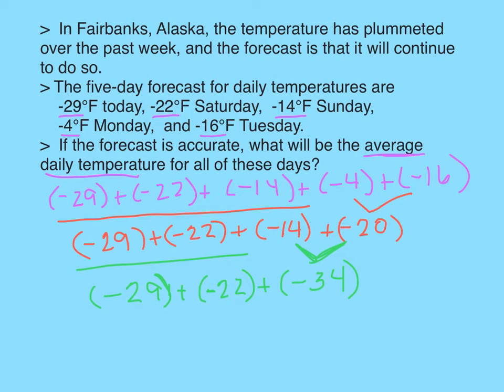And really there's nothing that stands out to me here, so I'm just going to go now in order from left to right. But negative 29 plus negative 22. So 29 plus 22, because I'm going to be using those absolute values. Well, 20 plus 22 is 42, plus 9 more, I know is going to be negative 51.